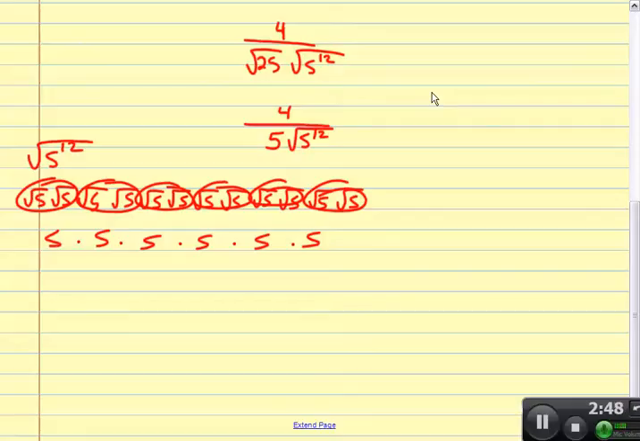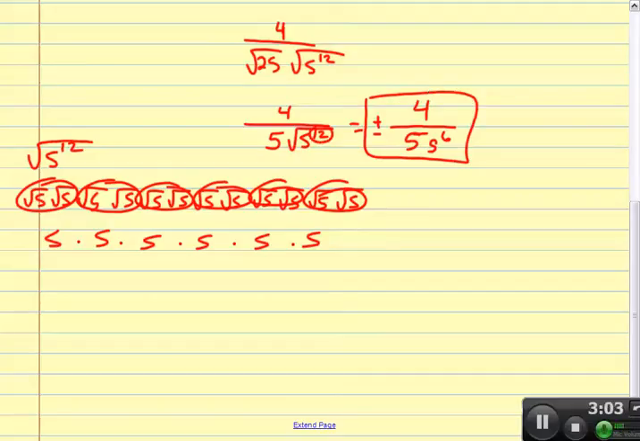Now, a simple little rule for this. Well, let's go ahead and write the answer then. It's going to be 4 over 5s to the 6th. And they wanted the plus and the minus. But a simple rule here is to divide the exponent by the root.